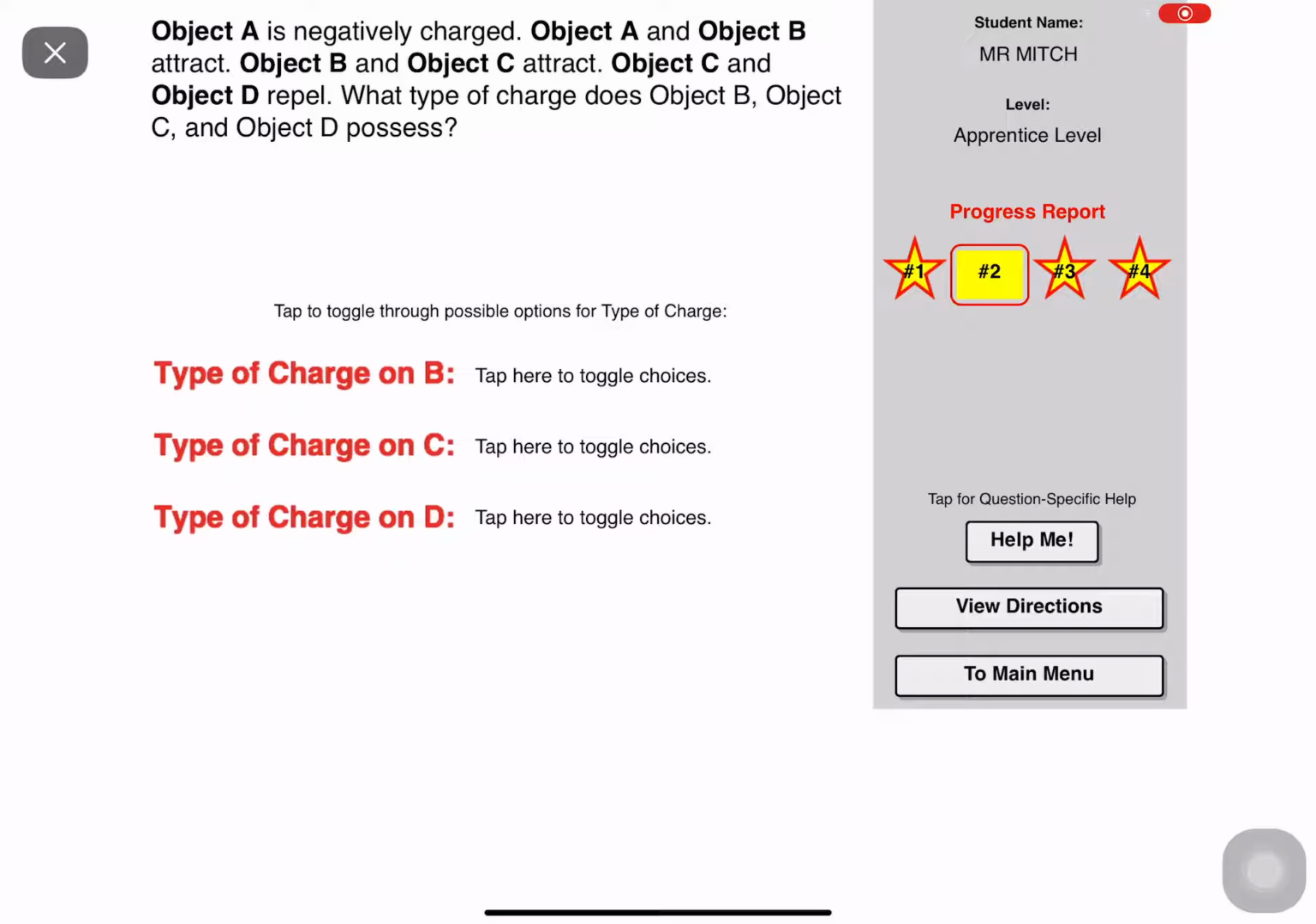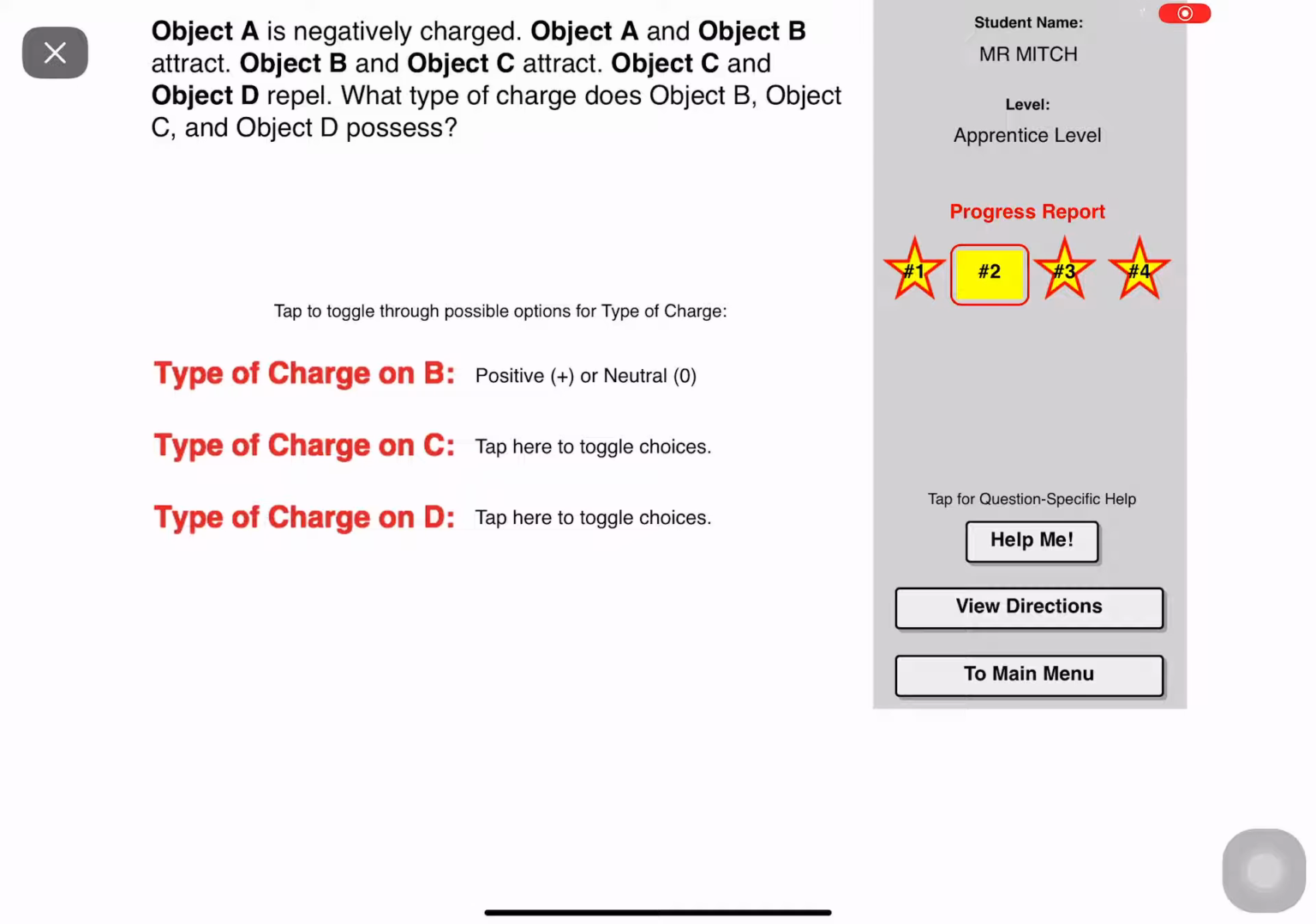And the last one, it says A is negative. A and B attract. B and C attract. C and D repel. All right. Here we go. I think a couple of you asked this one. This is, I think, one of the tougher ones, if I'm not mistaken. Okay, so A is negative. A and B attract. Right now, B could possibly be positive or neutral if they attract.